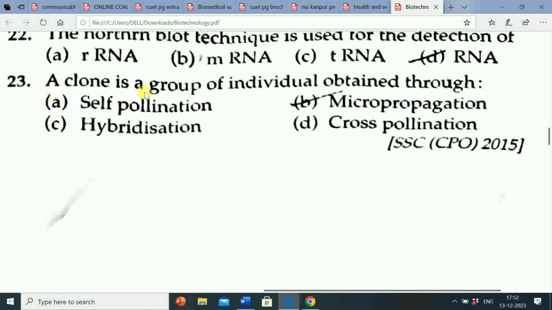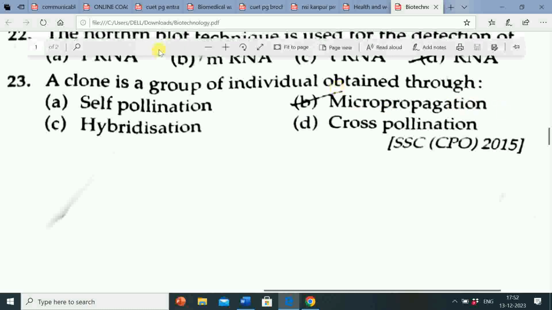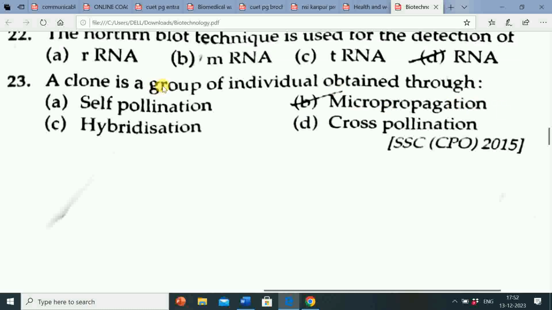The next question is: a clone is a group of individuals obtained through: option A self-pollination, option B micropropagation, option C hybridization, option D cross-pollination. The correct answer is option B, micropropagation. So a clone is a group of individuals obtained through micropropagation.